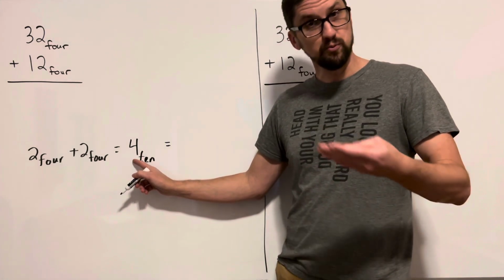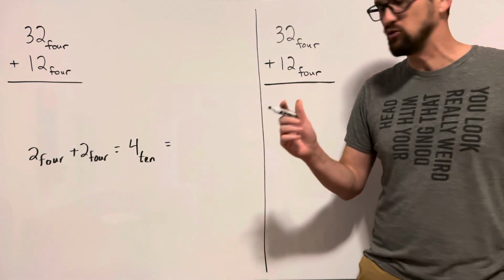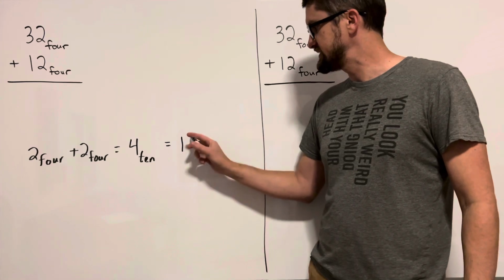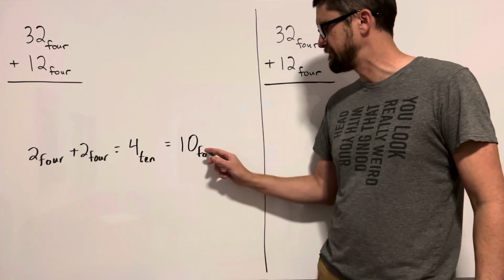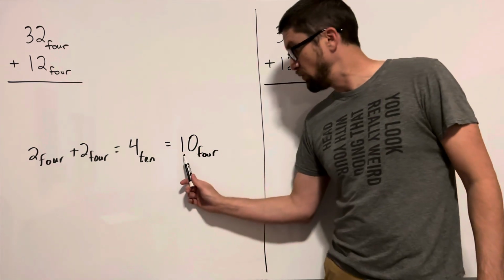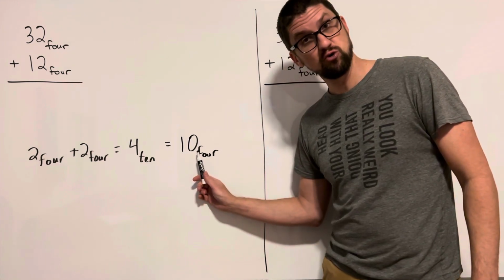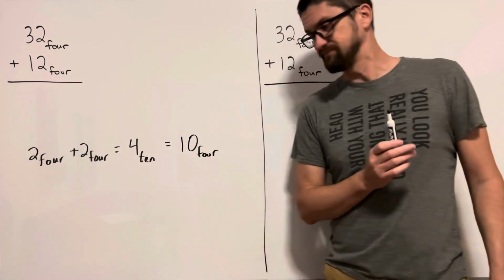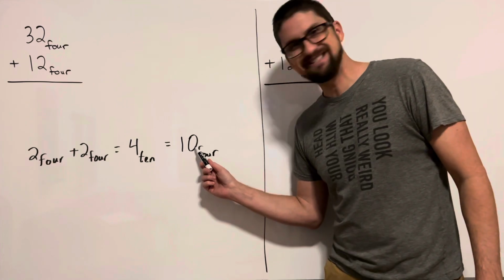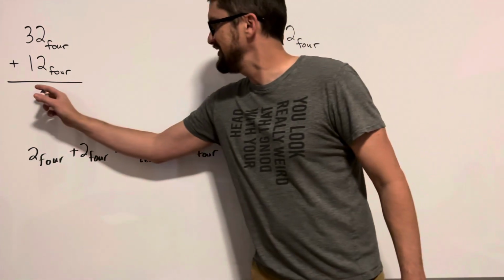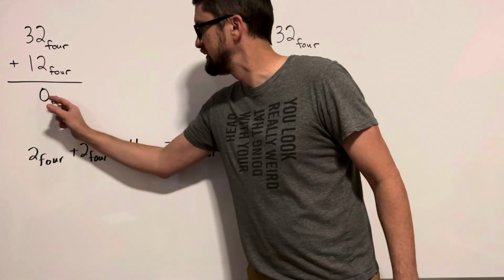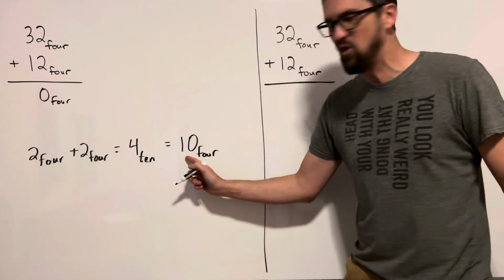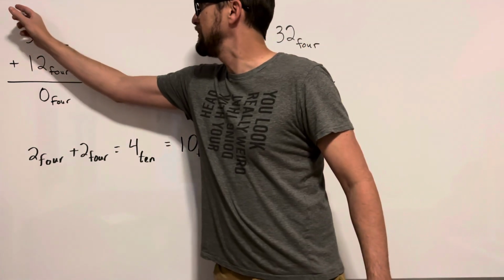4 has 1 group of 4 and 0 groups of 1. So this is the same thing as 1, 0 base 4. Right, I got 1 group of 4 and 0 groups of 1. That's the same thing there. So what you're going to do is take this 0 and put it underneath the 2's, and then take this 1 and carry it up here.